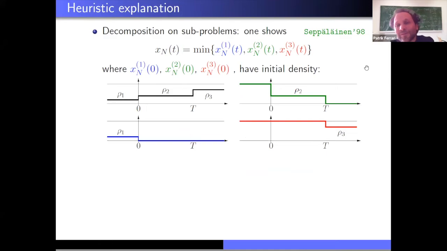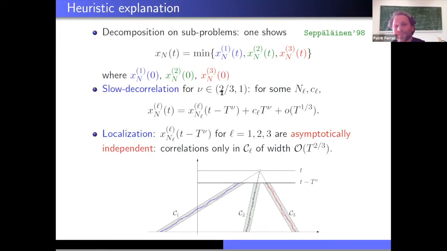Here I would like to explain the heuristic explanation of why it is true. The idea goes back to a result of Seppäläinen. It was not written in these terms, but it is a consequence of one identity that he derived. The position of particle n at time t can be written as a minimum of three different initial conditions, and then you just couple them with the basic coupling. This is the initial density, the problem we want to consider. X1 is this one, X2 is this, with this density, and X3 is this one.